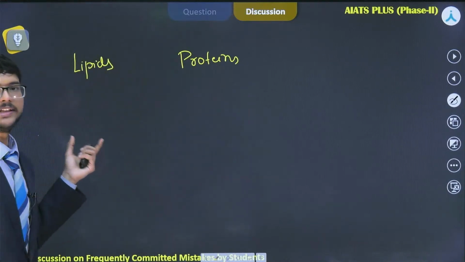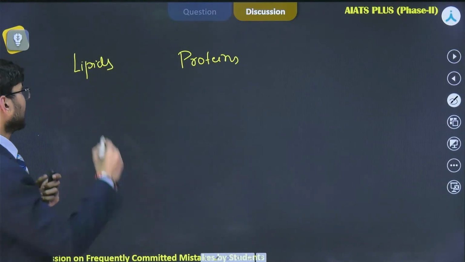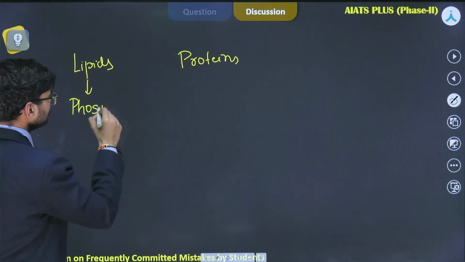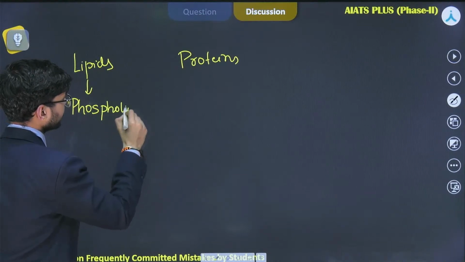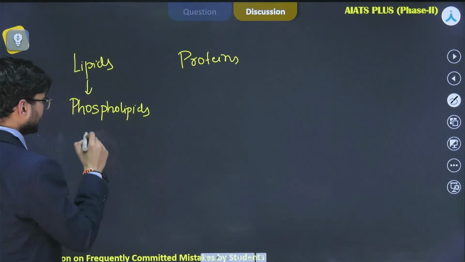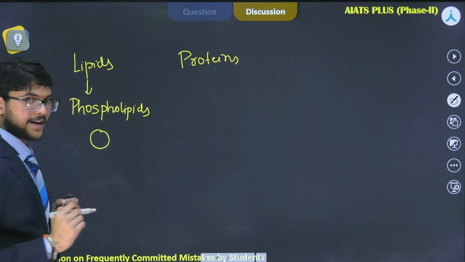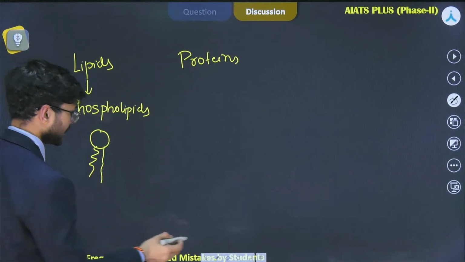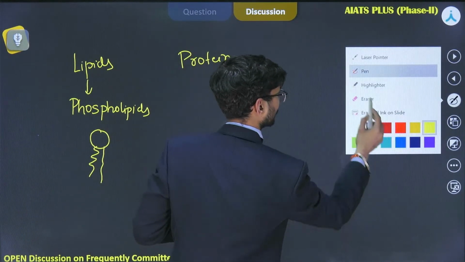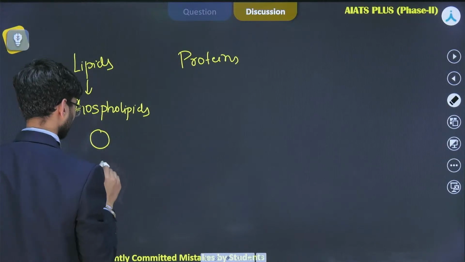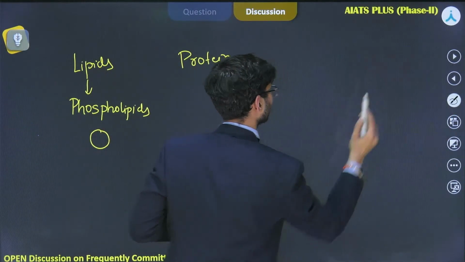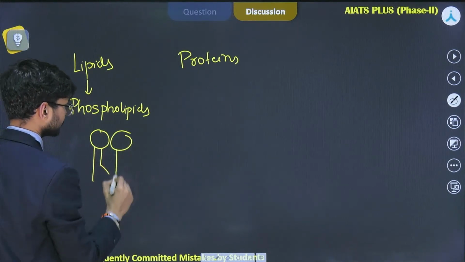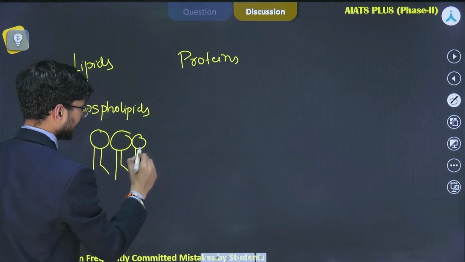Now the lipids that you see in the plasma membrane are phospholipids, that is, they are phosphorylated, and the lipids consist of a polar head and a non-polar tail. You will find this kind of lipids arranged like this.